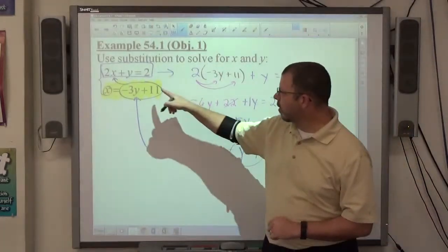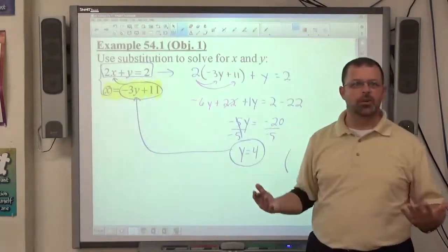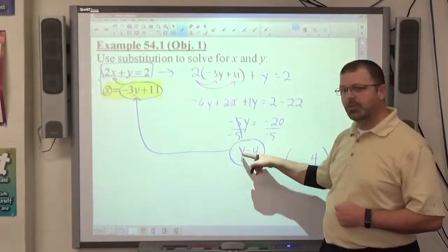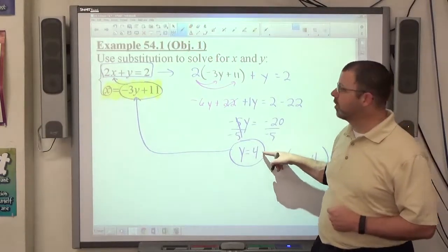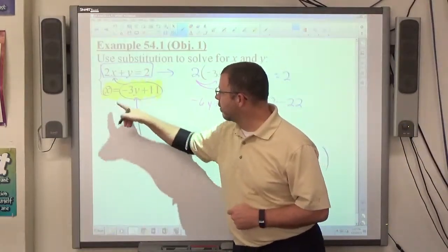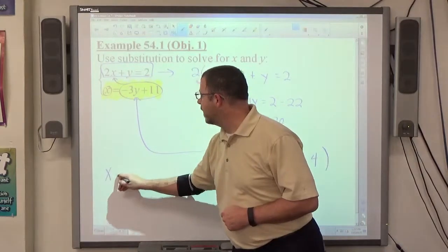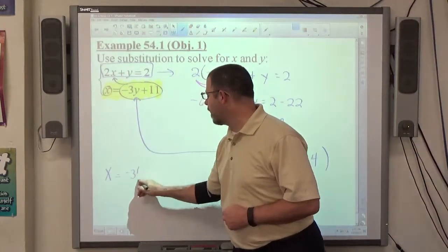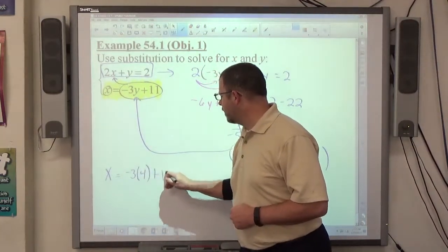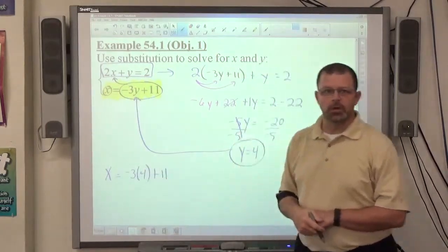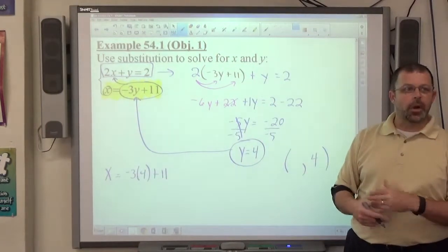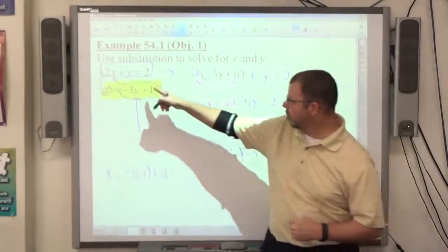This y equals 4, so based on the substitution axiom again, this is a true statement. Y and 4 are equivalent to each other. This y can be replaced with 4. So I'm left with x equals negative 3 times y plus 11, and y replaced with 4. Negative 3y means negative 3 times y, so I want to replace y with 4.